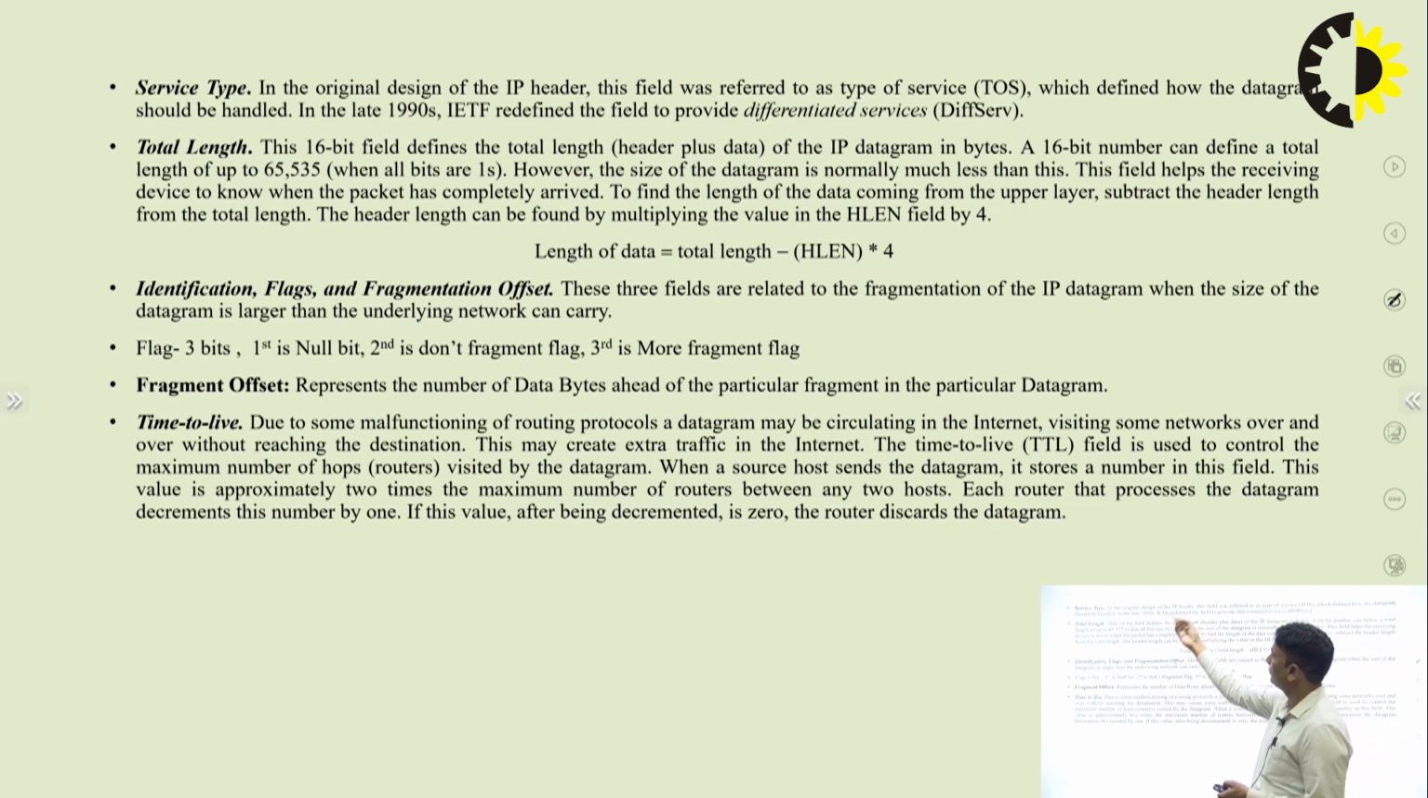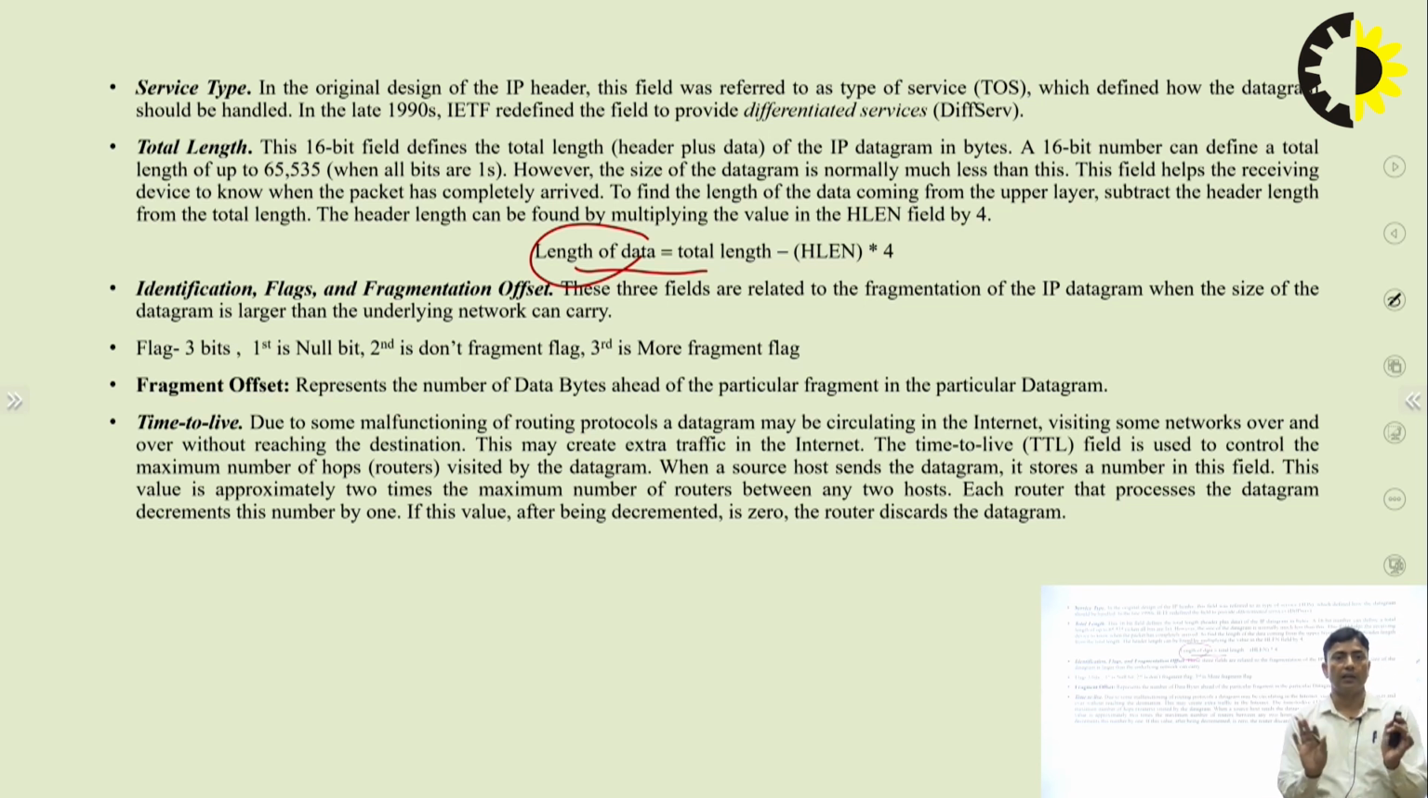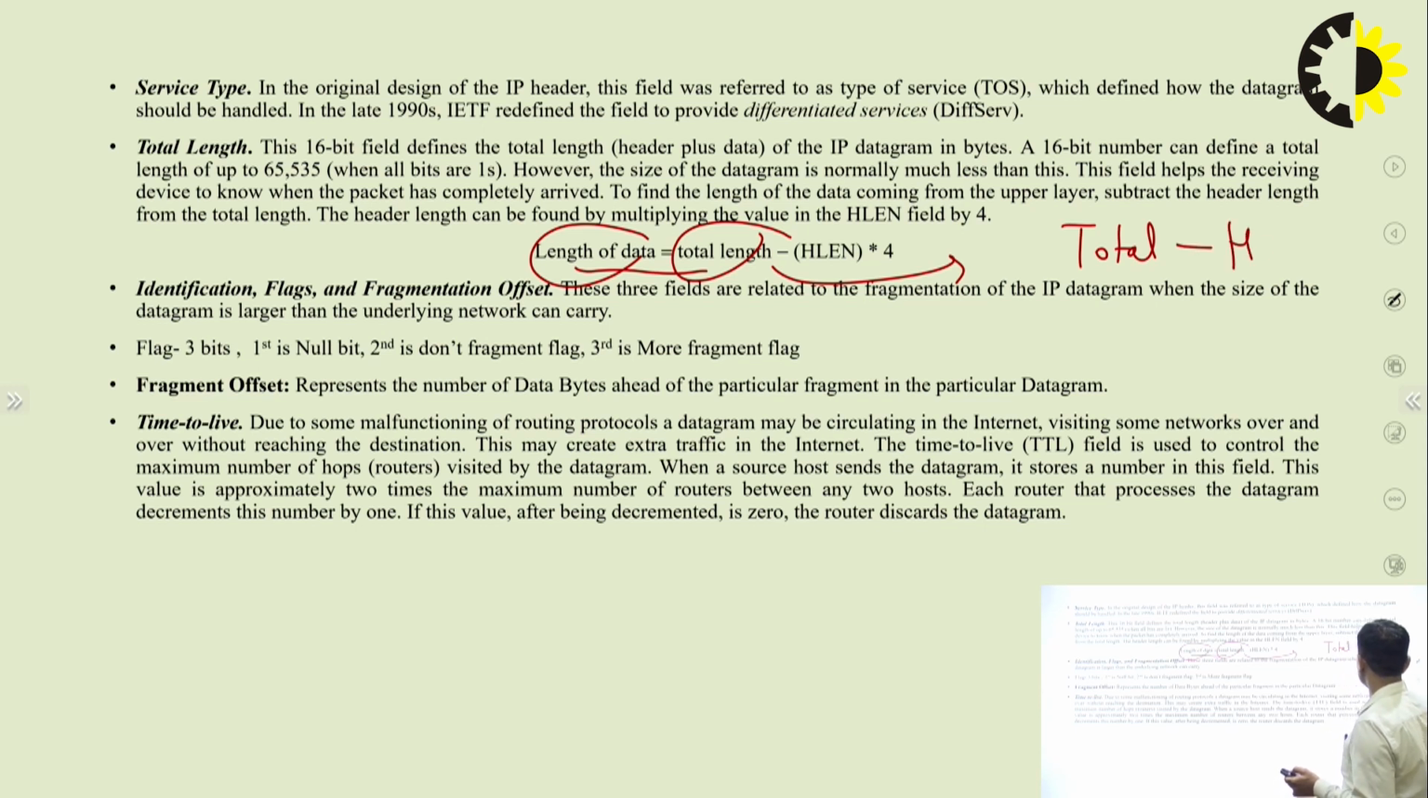Then the service type, and the total length. Length of data is very important; many times it is asked in the examination. How do we calculate the length of data? We have the total length field. We convert that field into decimal, and that decimal value gives the total length. From the total length, we have to subtract the header length, and that will give the data length.